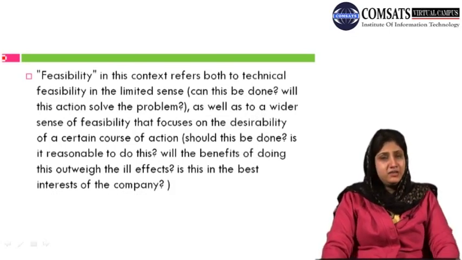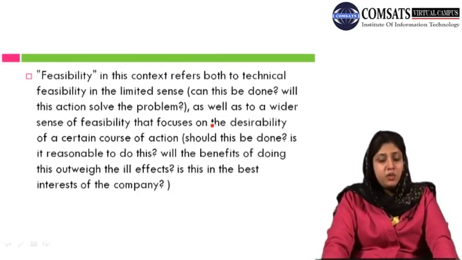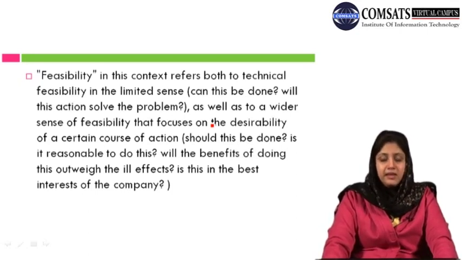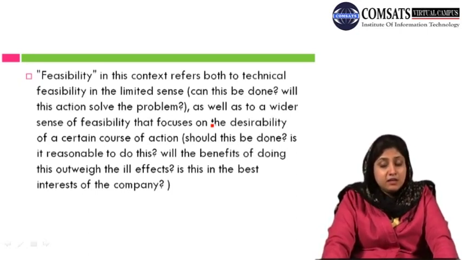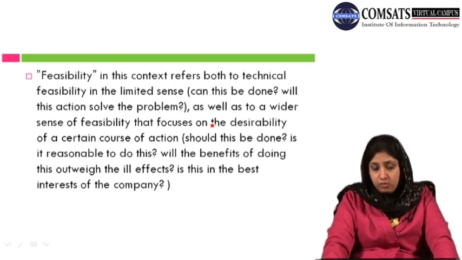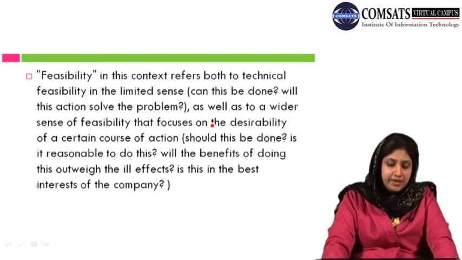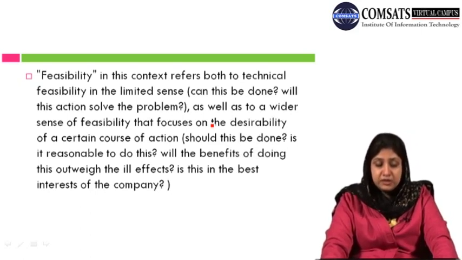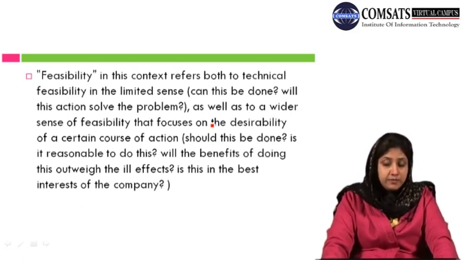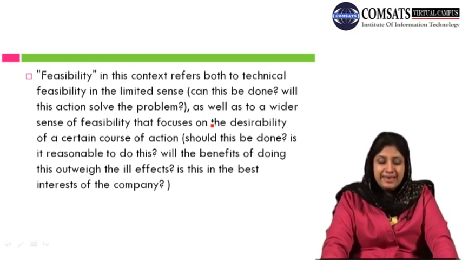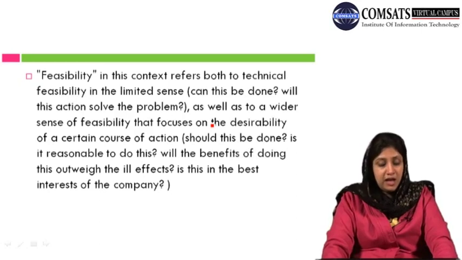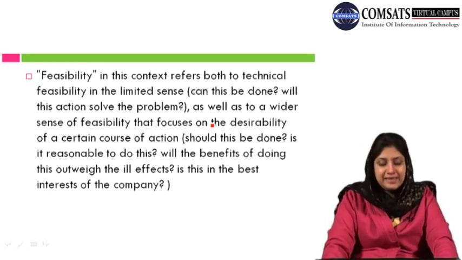So feasibility in this context refers both to technical feasibility in the limited sense: can this be done, will this action solve the problem, as well as to a wider sense of feasibility that focuses on the desirability of a certain course of action. Should this be done? Is it reasonable to do this? Will the benefits of doing this outweigh the ill effects? Is this in the best interest of the company?